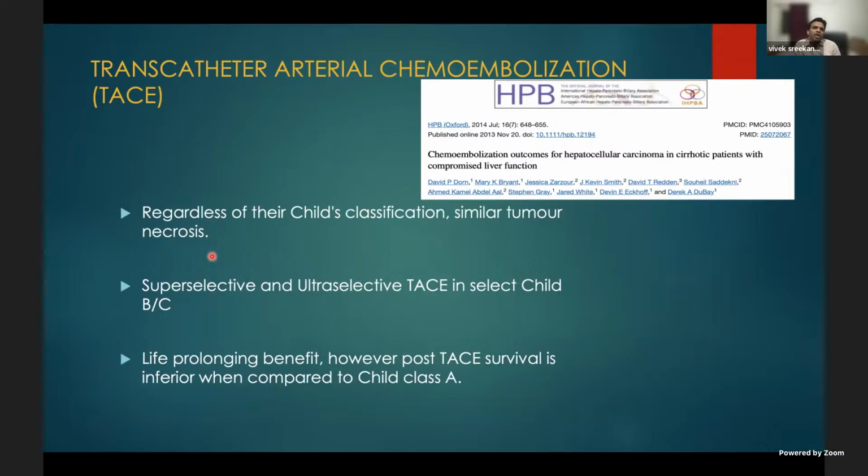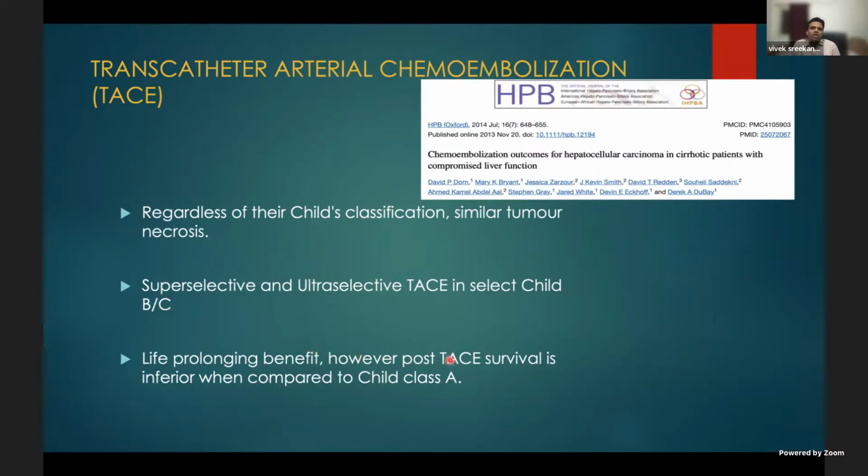That shows that basically in TACE, when we do the chemoembolization and we knock off the tumor feeding artery, it achieves similar tumor necrosis, but we have to be more careful in Child B and Child C. So we have to do a super selective and an ultra selective TACE, that is, avoid the non-target, non-tumor feeders and selectively cannulate all the tumor feeders and give the chemotherapeutic drug and knock off those arteries. This is what super selective and ultra selective TACE is.